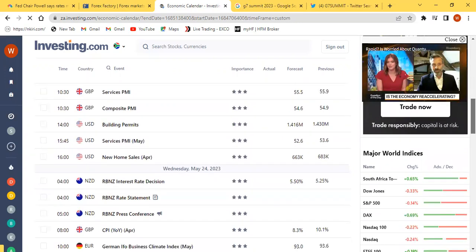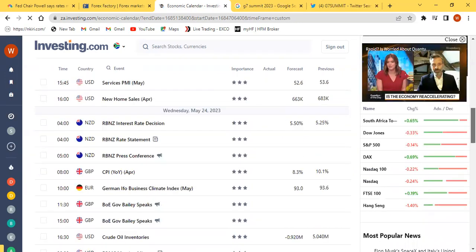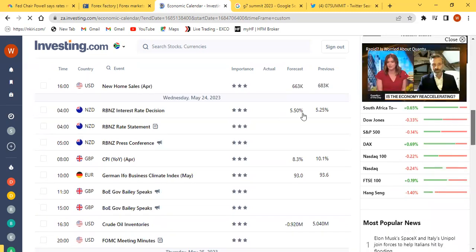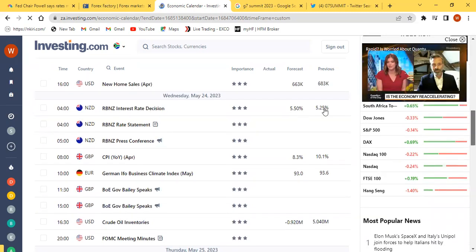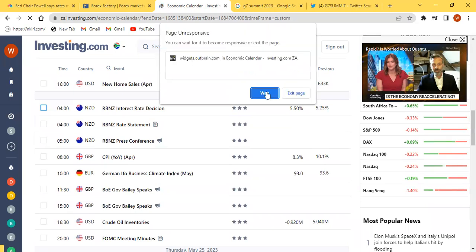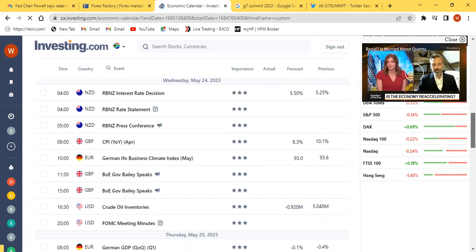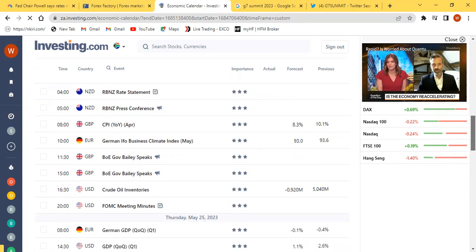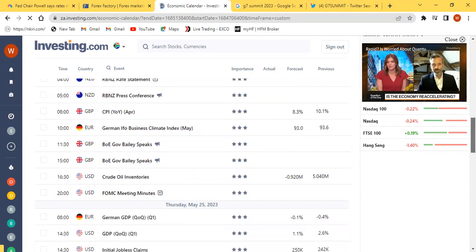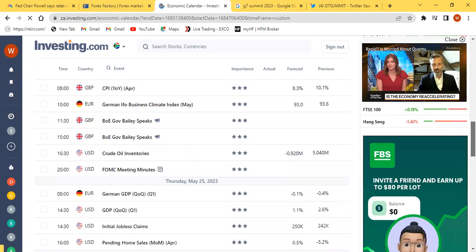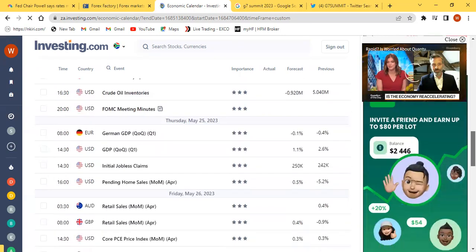Then, checking for Wednesday the 23rd, there is a decision, a potential hike. As you can see, it's 5.25, 5.50, potential at 4 a.m. on Wednesday. Then CPI and GDP on Wednesday. Then the Bank of England governor will speak on Wednesday at 3 o'clock, and then also at 11:30. And on Wednesday we have that.